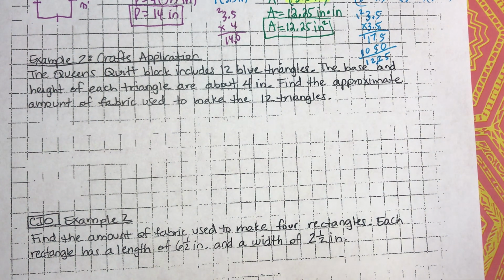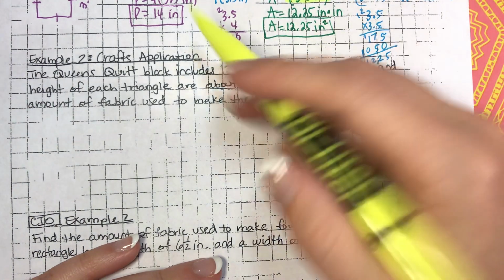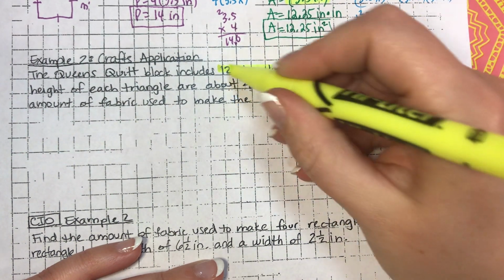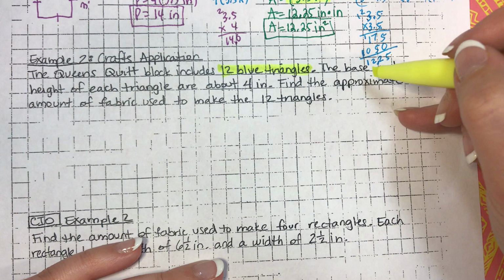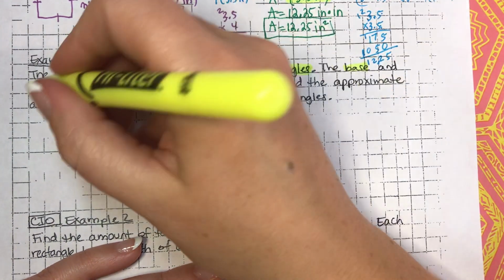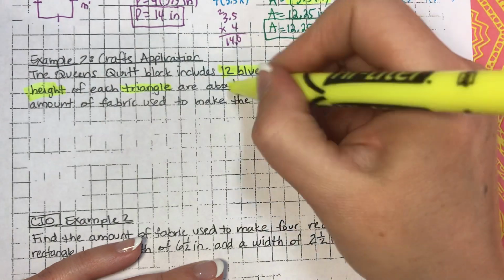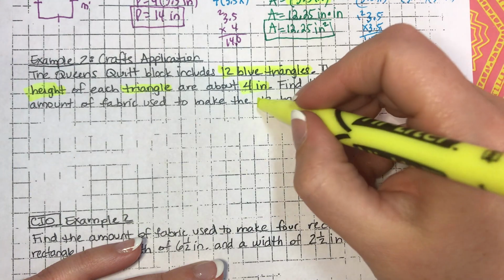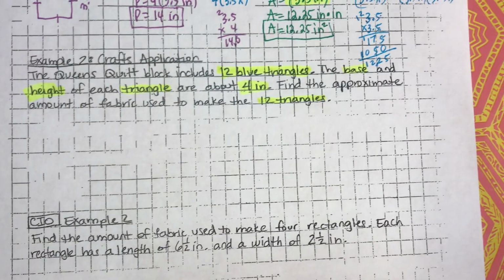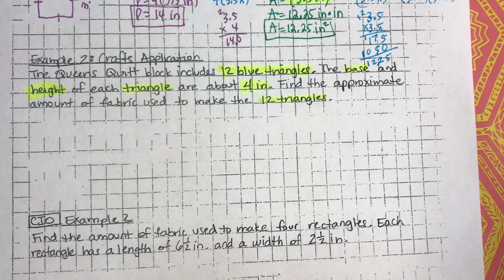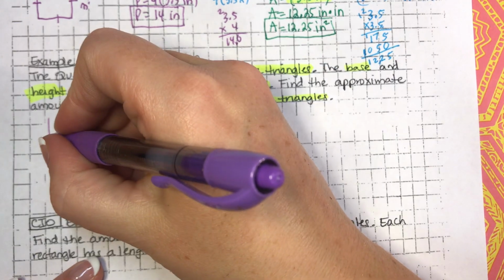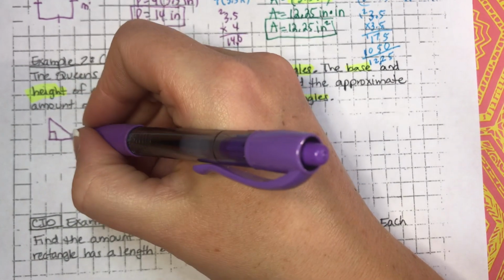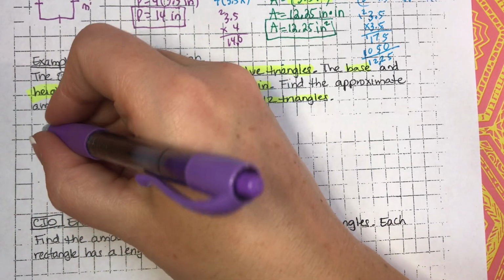So what I'm going to do is I'm just going to highlight the important information. The queen's block includes 12 blue triangles. The base and the height, so it's telling us the base and the height of each triangle are 4 inches. Find the approximate amount of fabric used to make the 12 triangles. All right, so it says the base and the height of each triangle. So here we go, there's the base and the height. Since they say base and height, there's a 90-degree angle there. It is 4 and 4.